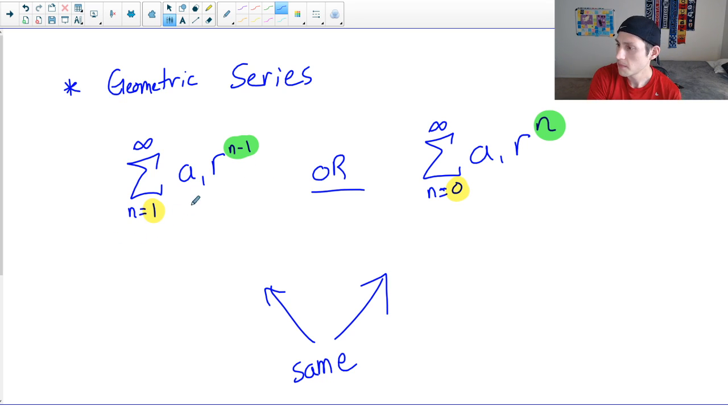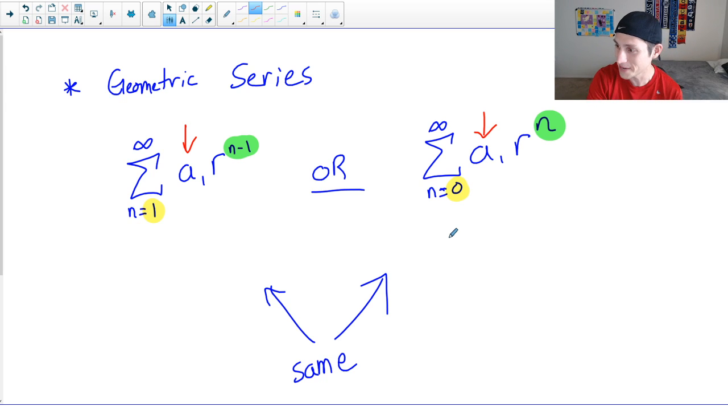The point is that a1 is still always the first term. If we plug in 1 minus 1, that's 0, and r to the 0th power is just 1, so all that we have is a1 for that first term. Or over here, if n is 0, we start by plugging in 0, so r to the 0th power, I'm still just left with a1. So these are both the same exact thing.